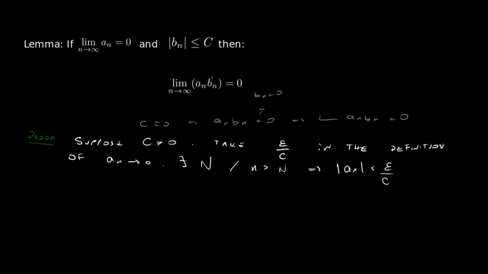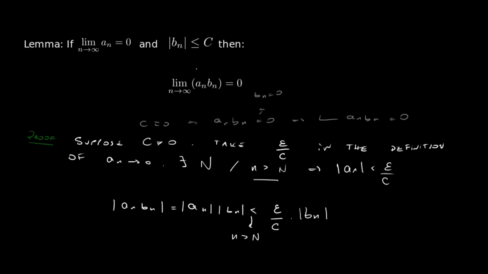Now we work with the limit of a sub n times b sub n. We can write this absolute value as the product of the absolute values. And then if we take n greater than N, here we are under this condition, so a sub n is smaller than epsilon over c. And then this is times b sub n.